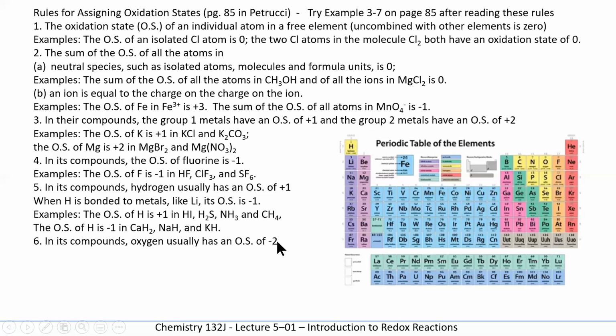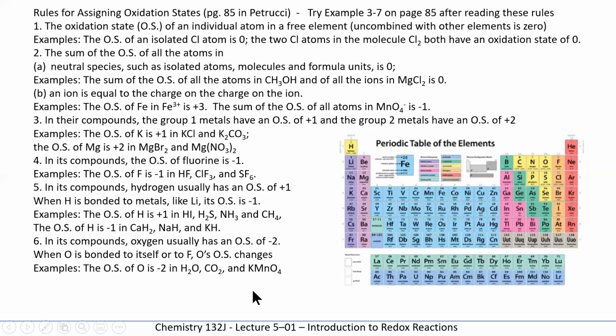Now, in its compounds, oxygen almost always has a charge of -2. Again, over here, if you look, group 16 tends to have an oxidation state of -2. When oxygen is bonded to itself or to fluorine, however, the oxygen atoms have an oxidation state that changes. And it can vary depending on the formula. I'll give you some examples here. Now, I want to emphasize these are very, very rare events. Most of the time, oxygen is -2 and hydrogen is +1. But I just want to go over some of the rare exceptions.